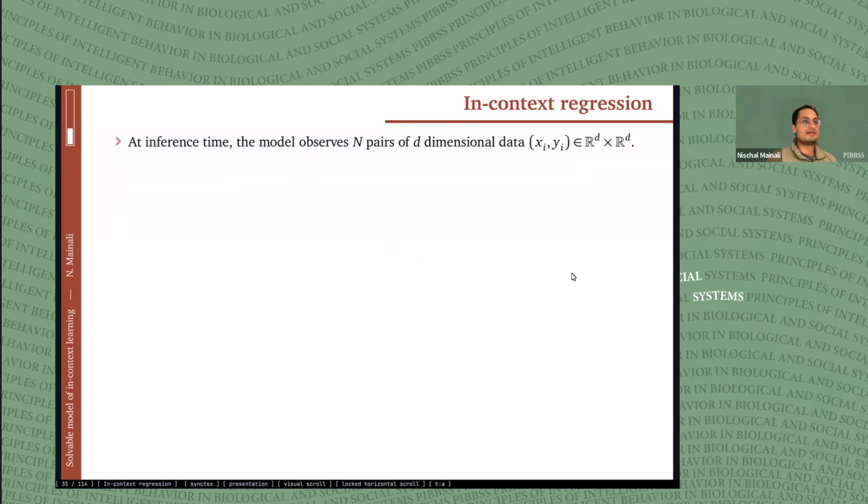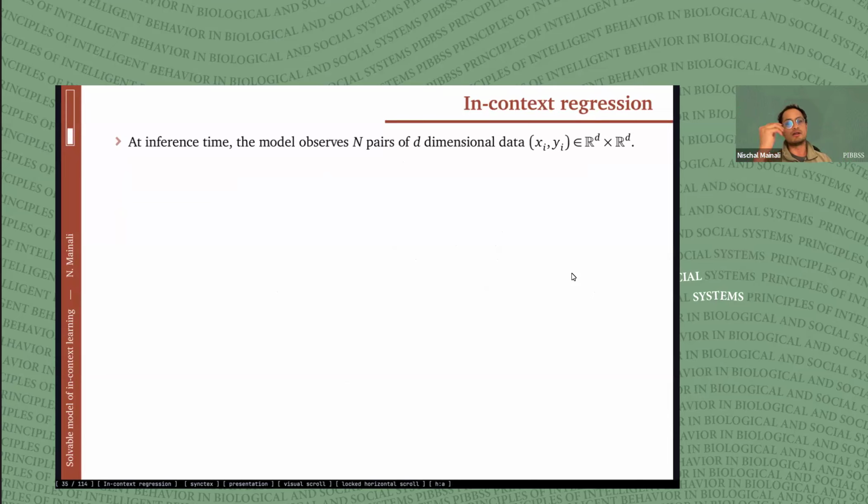Okay, given this, now we want some kind of task, and transformers can do a variety of tasks, but we want some kind of simple task where we can try to get a handle on the in-context learning behavior. So the task is the simplest possible thing you can imagine, which is a regression. At inference time, suppose the model has been trained, these parameters that we saw before, WK, WQ, WP, WV have been trained.